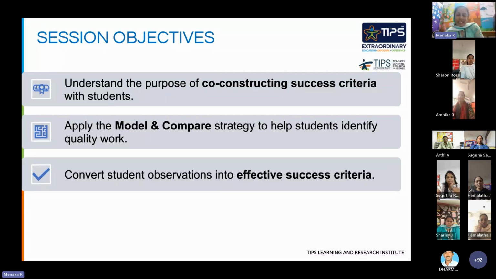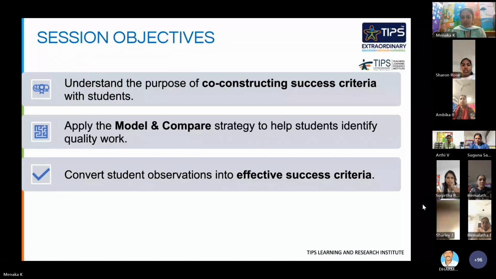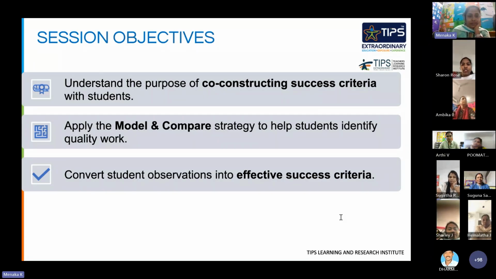Teachers, can I have your inputs in the chat? Like, what do you mean by learning goals and what do you mean by success criteria? What is your understanding about learning goals and what is success criteria? I repeat, my question is, what is learning goals and what is success criteria?